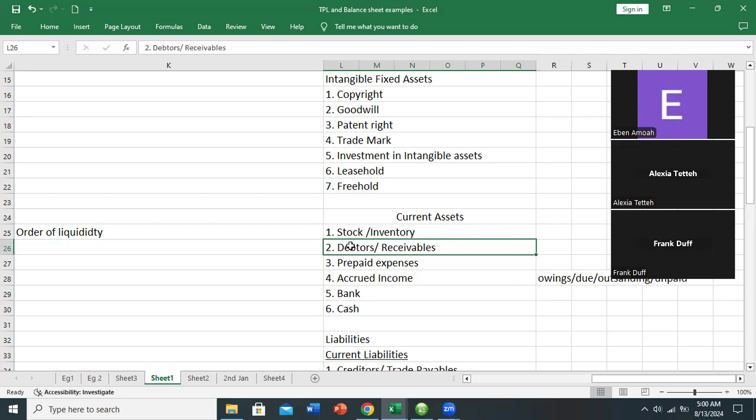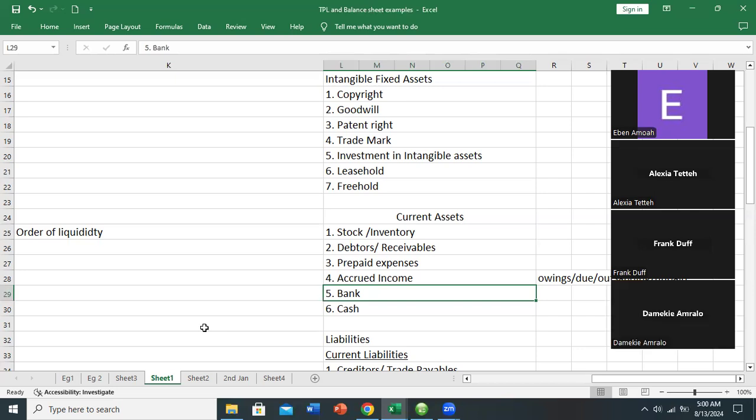So we arrange our current assets in order of liquidity, as in the order of how quickly we can convert them into cash. On top of the list is stock. Stock is very difficult to convert to cash compared to debtors, compared to prepaid expenses and accrued income. Finally, bank, and then the liquid asset itself, cash. So when you are listing them in the balance sheet, that should be the order. Begin with the stock, followed by the debtors in that order. If you mix them up, you will not be marked down, but you may lose some bonus points.